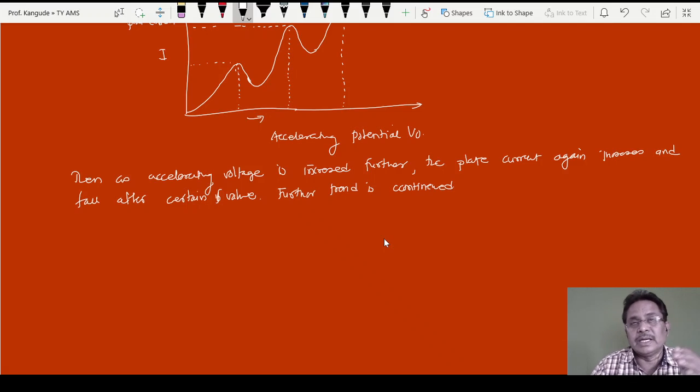So we are getting elastic collisions, and at one stage we are getting inelastic collisions. Whenever there are elastic collisions, the plate current goes on increasing, and whenever an inelastic collision occurs, almost all the energy of the incident electron is absorbed, and now electrons are unable to reach the plate, and thereby the plate current falls very sharply.